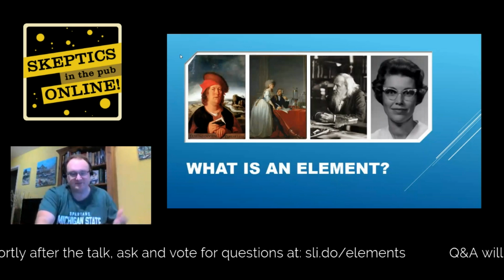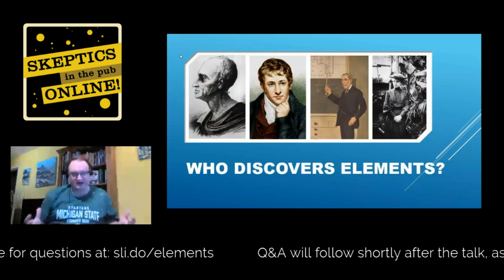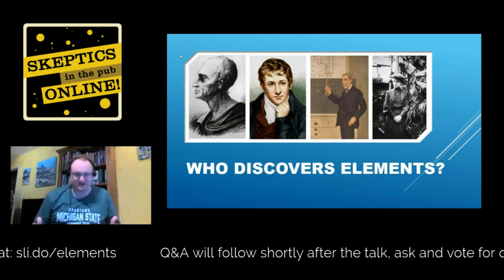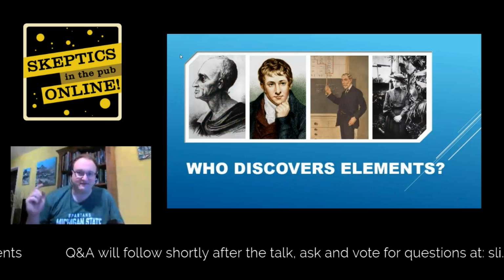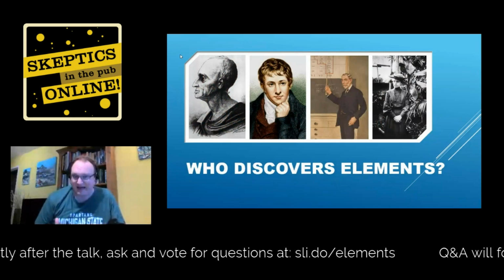Now that's what an element is as it progresses through the centuries. Let's talk about names. And who discovers elements is an important thing to come into because the person who discovers an element gets the first dibs on naming it. They don't always get the chance. Sometimes it doesn't happen.